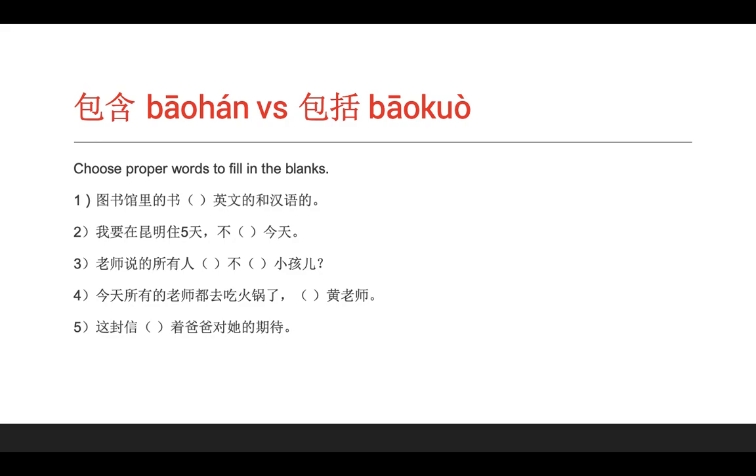And some other exercise concerning this. Choose proper words to fill in the blanks. 图书馆里的书英文的和汉语的. So the books in the library include those in English and those in Chinese. We are going to use 包括 because books in English and books in Chinese are all components of the books in the library.